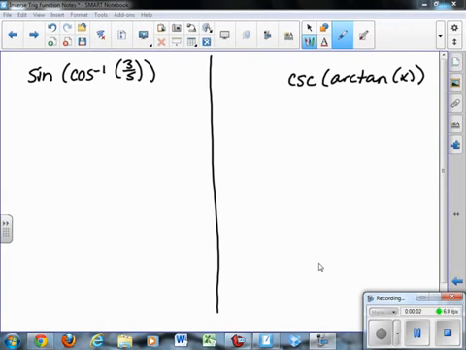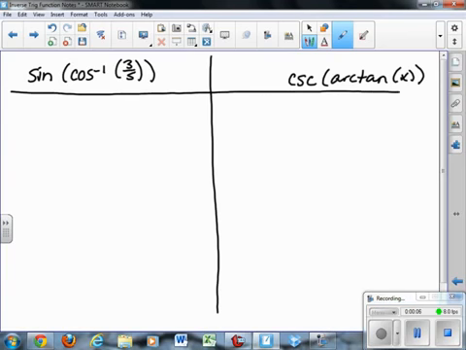Here's how to do a couple of the trickier problems on our inverse trig function worksheets. So let's start out with this first problem: sine of inverse cosine of 3/5. Well, when I do inverse cosine, that tells me that this value right here, this 3/5, is a trig value. And since it's cosine, it represents adjacent over hypotenuse.